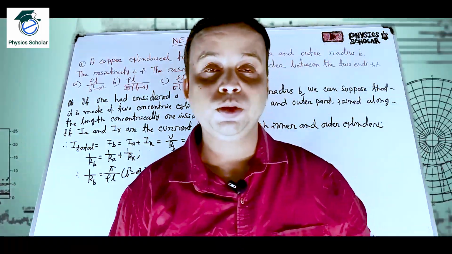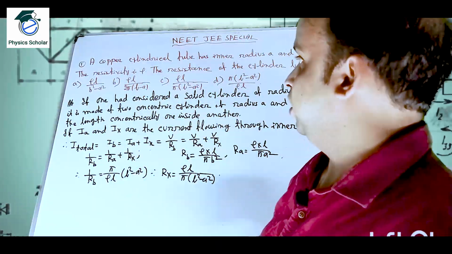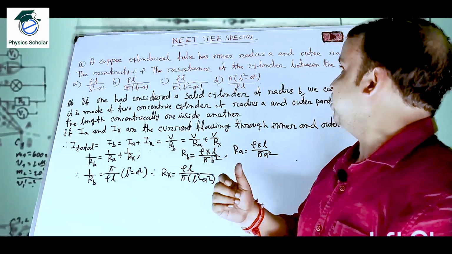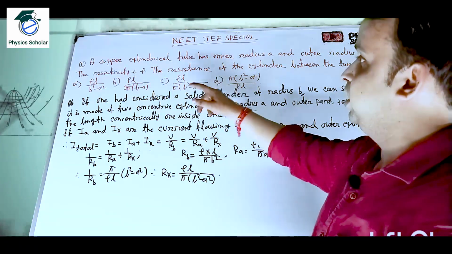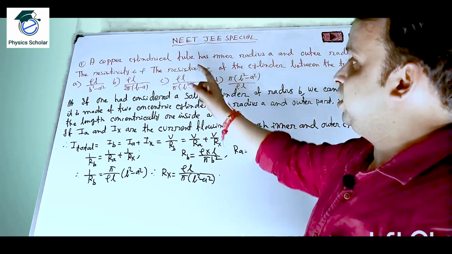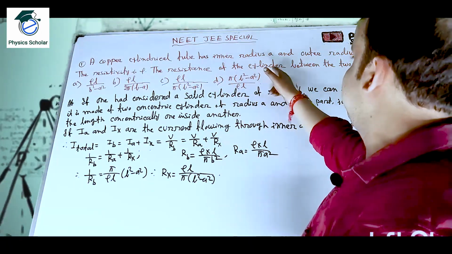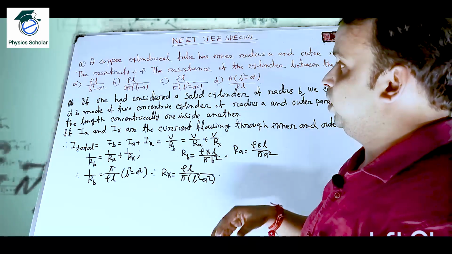So let us move to the first problem. First question: a copper cylindrical tube has inner radius A and outer radius B. The resistivity is rho. The resistance of the cylinder between the two ends will be what?